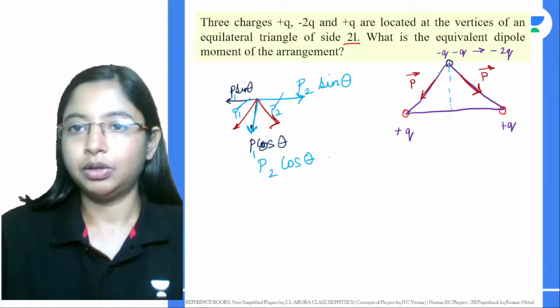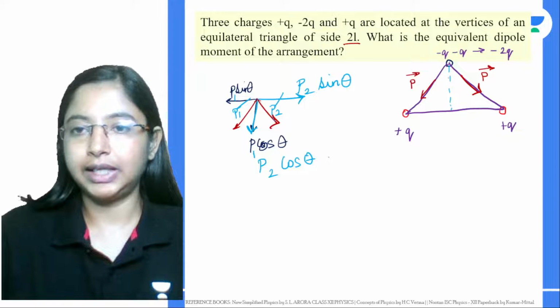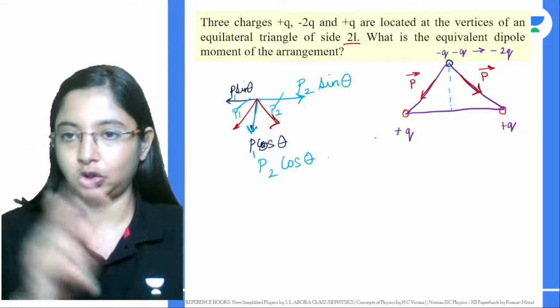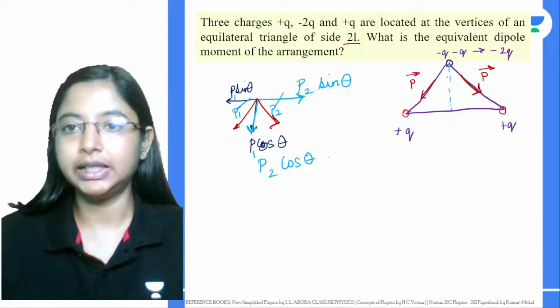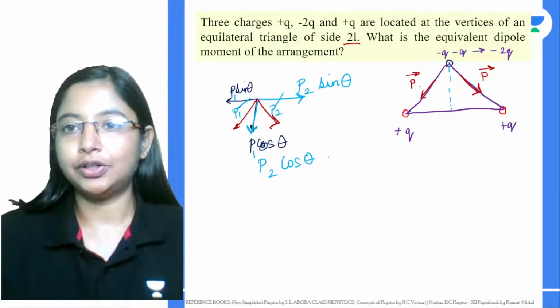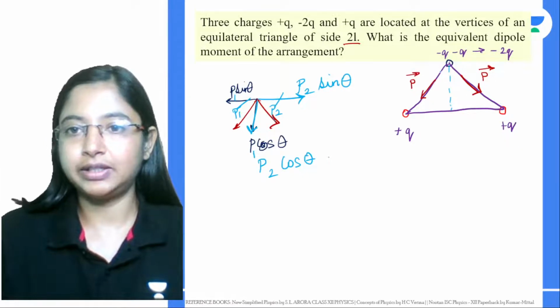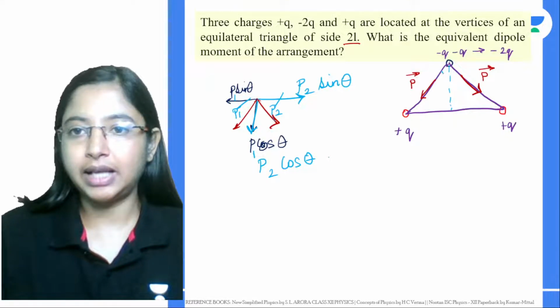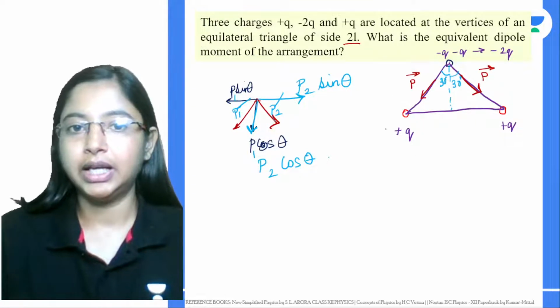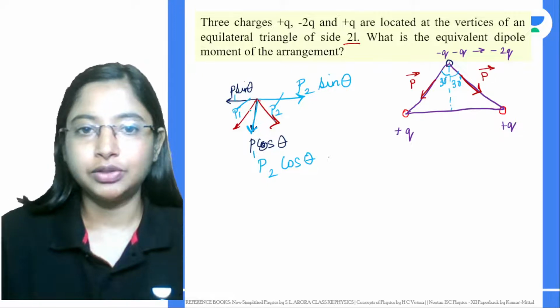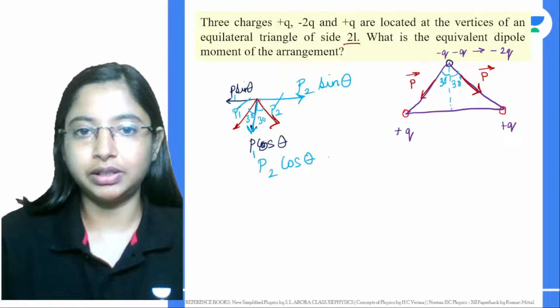Now, what will be the angle? In an equilateral triangle, all angles are 60 degrees, so 60, 60, 60, and this one is also 60 because the total angle is 180. So this angle over here is going to be 30 degrees and this angle is going to be 30 degrees. Why? 30 and 30 give you 60.